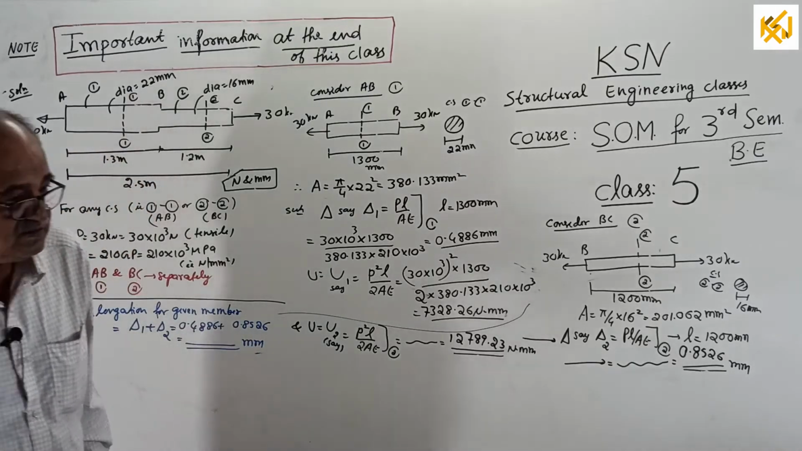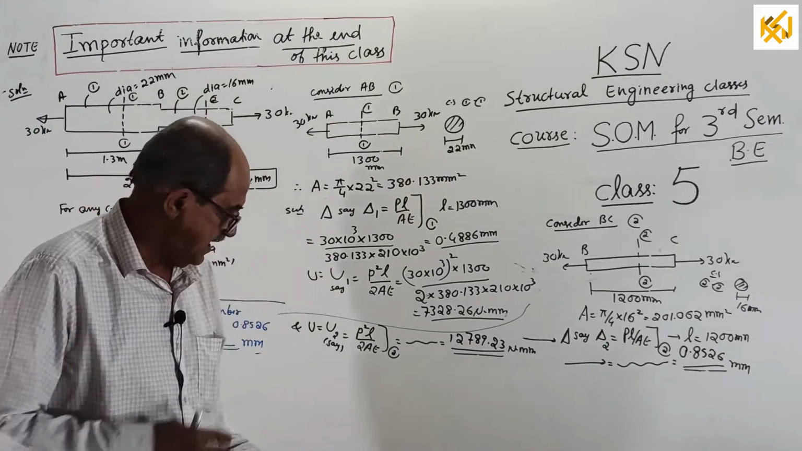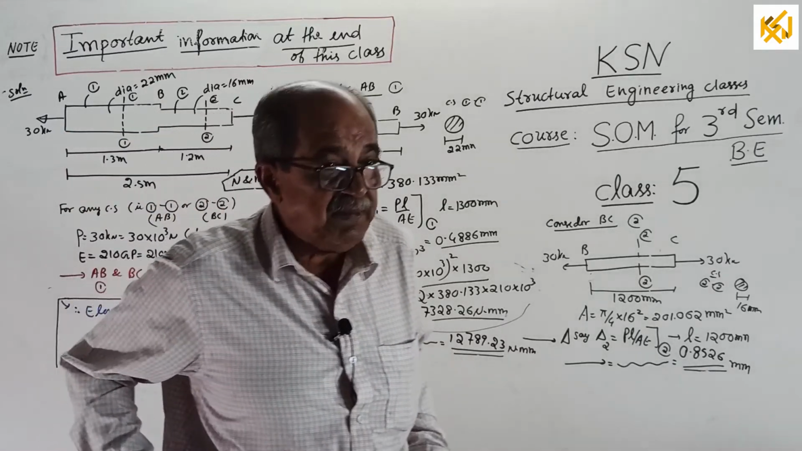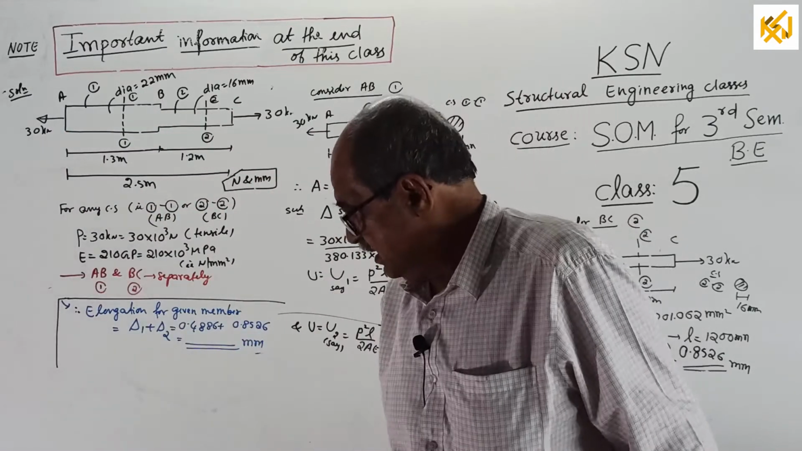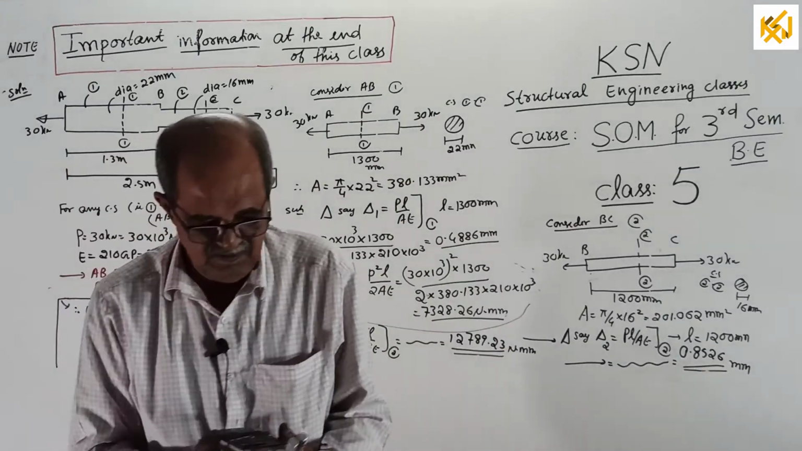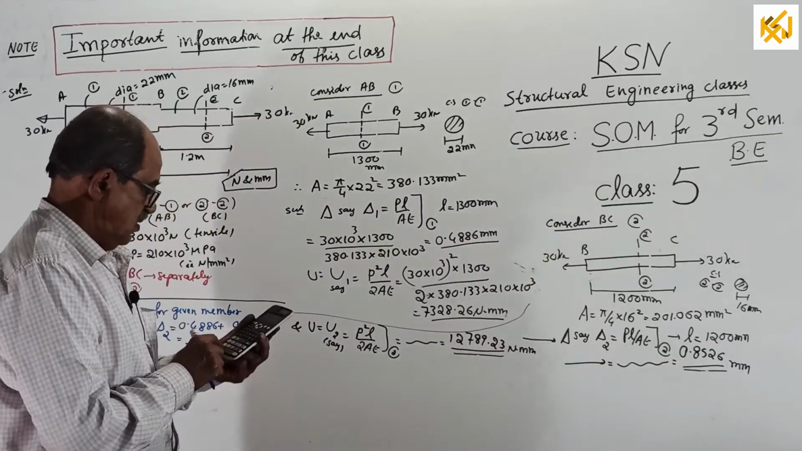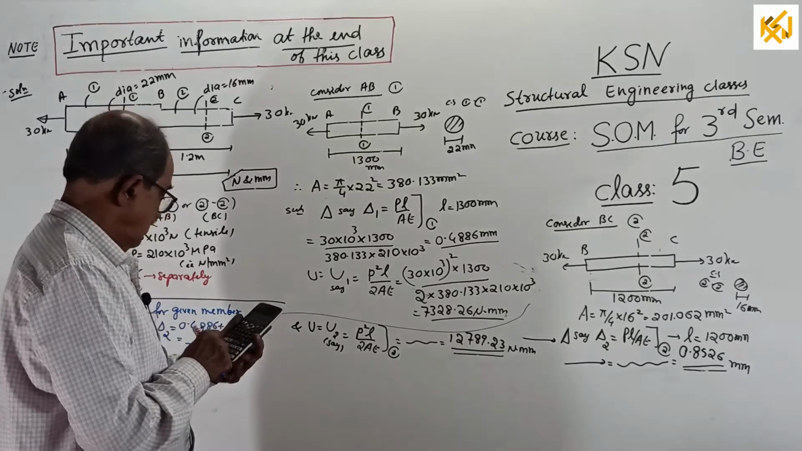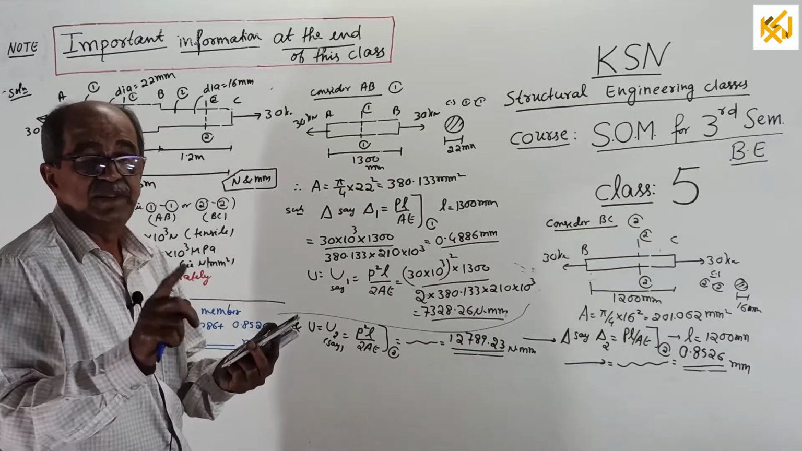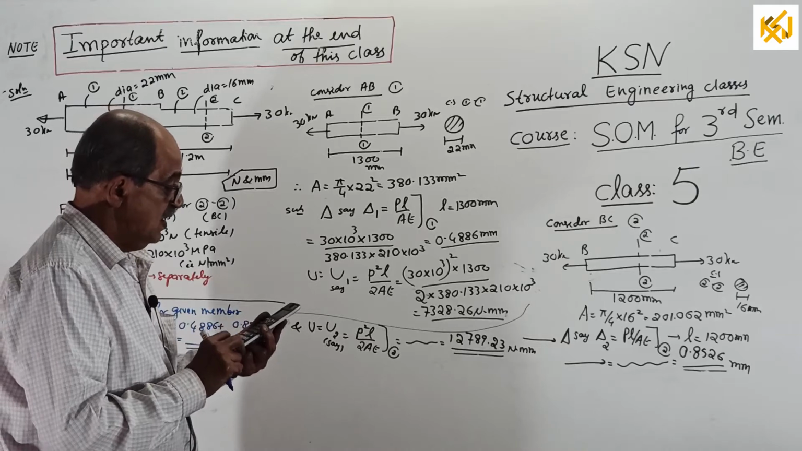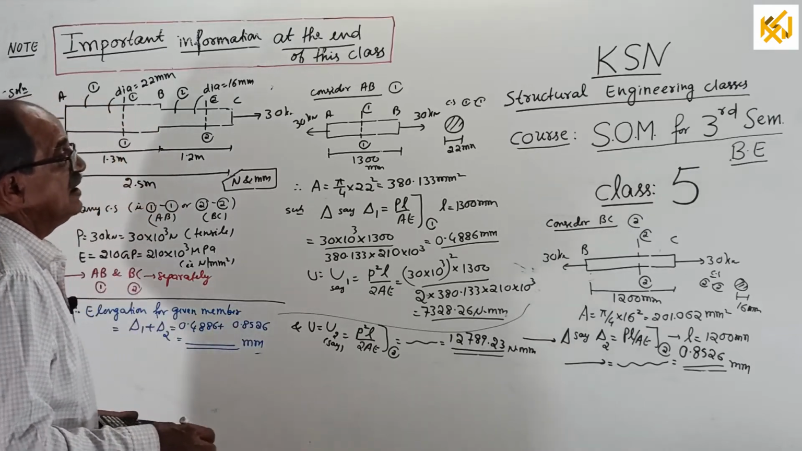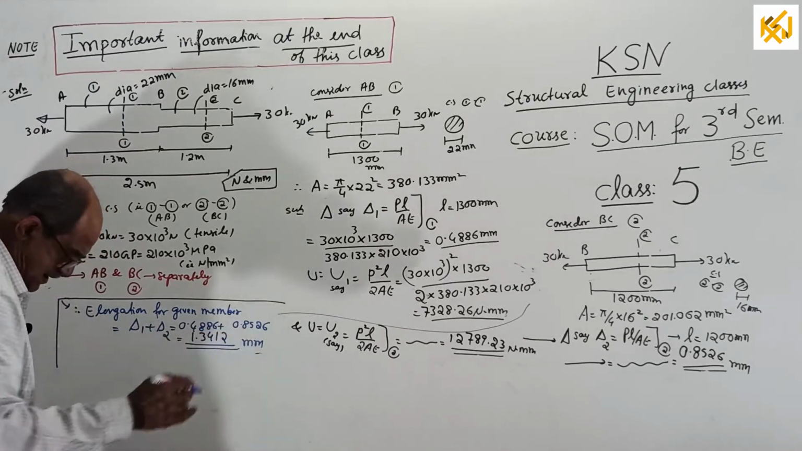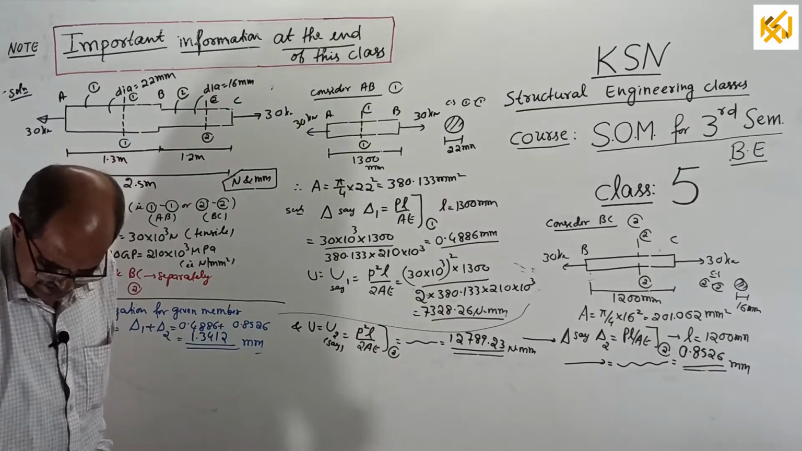I'll calculate the answer. Where did I keep the calculator? Sometimes it happens, you misplace the calculator. Here. It is 0.4886 plus 0.8526. Such a delay will not be there in the next class. I will tell you the reason. It is 1.3412 millimeter. 1.3412 millimeter is the elongation for the member.